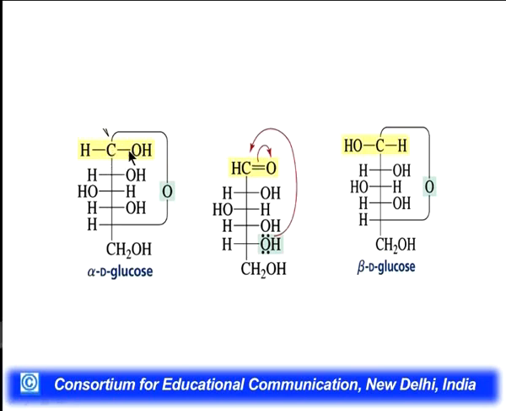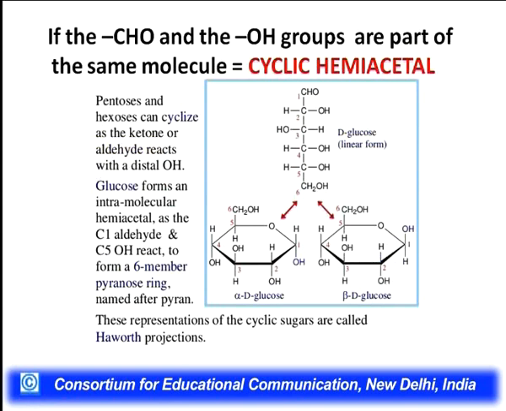That is, the OH can be on the right hand side, and when the OH is on the right hand side, we call it the alpha form, and when the OH is on the left hand side in Fischer projection, then this is the beta form. And here I have shown the Fischer projections for the cyclic forms of glucose. But in practice, we represent the cyclic forms in the form of Haworth projection formulae.